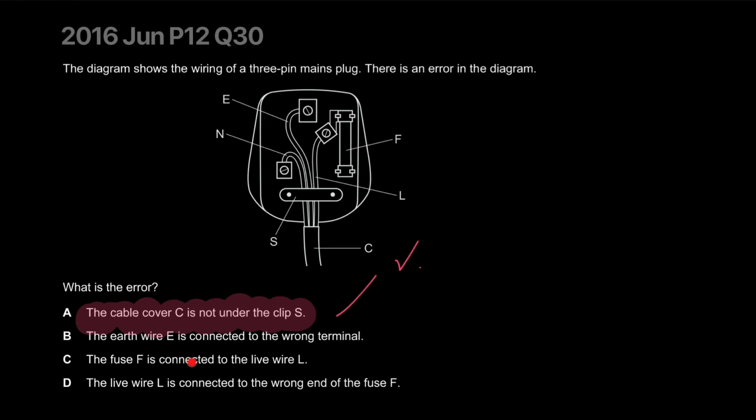Okay, the fuse F is connected to the live wire L. That's fine. That's its job. The live wire L is connected to the wrong end. Fuses do not have wrong ends. They work the same, so it's not really an issue. And B, C, and D are incorrect. A is our correct answer.